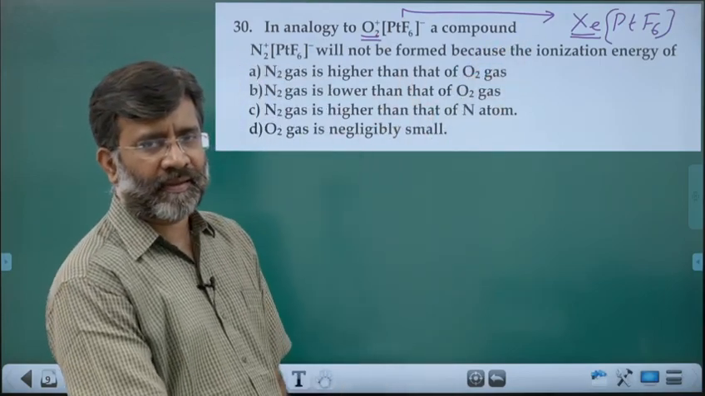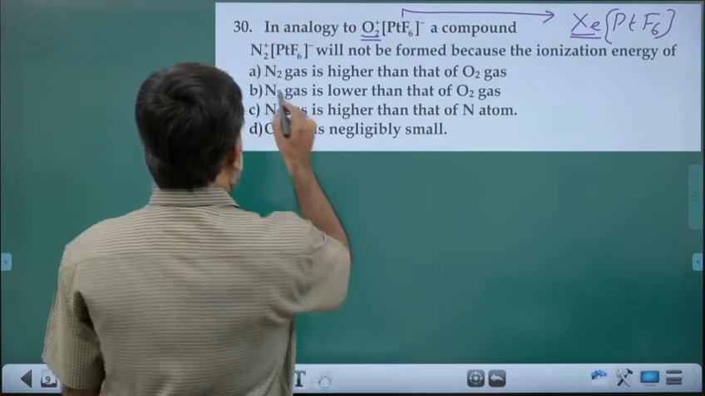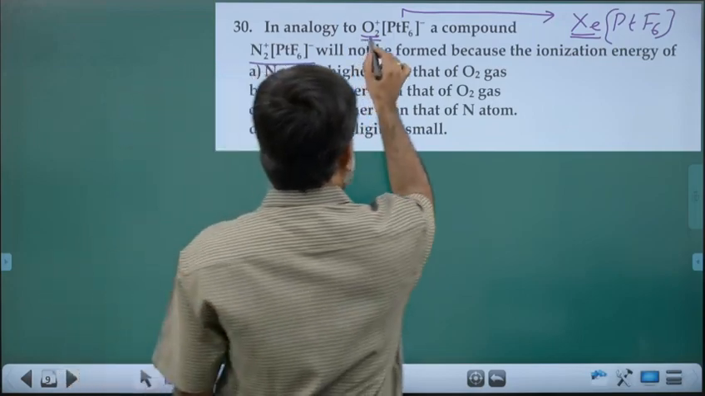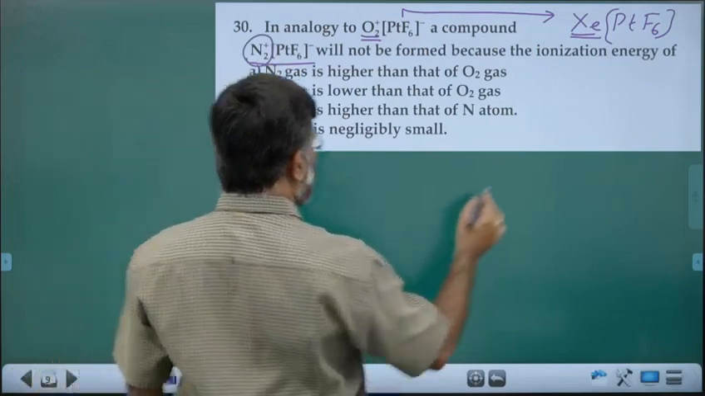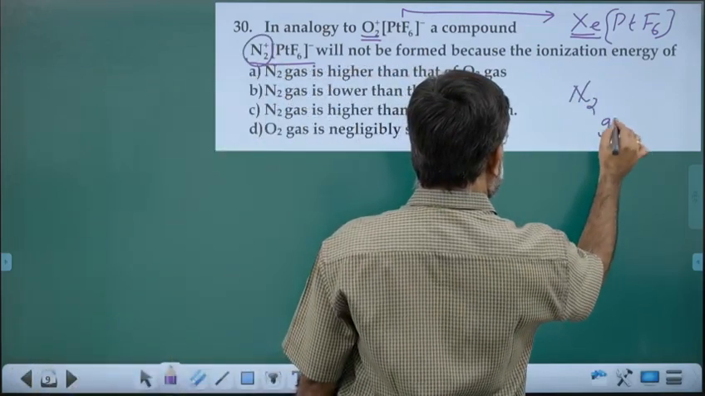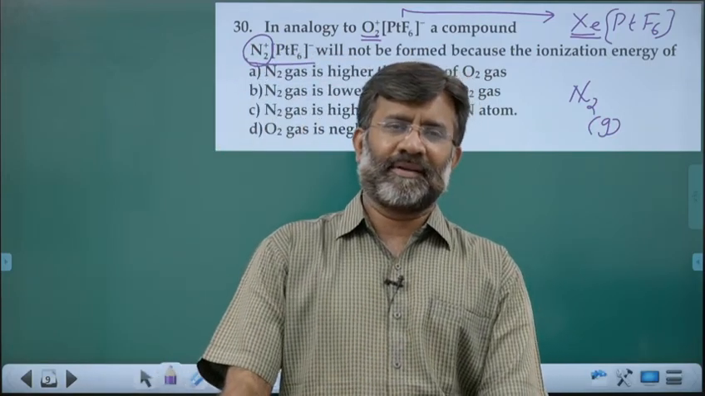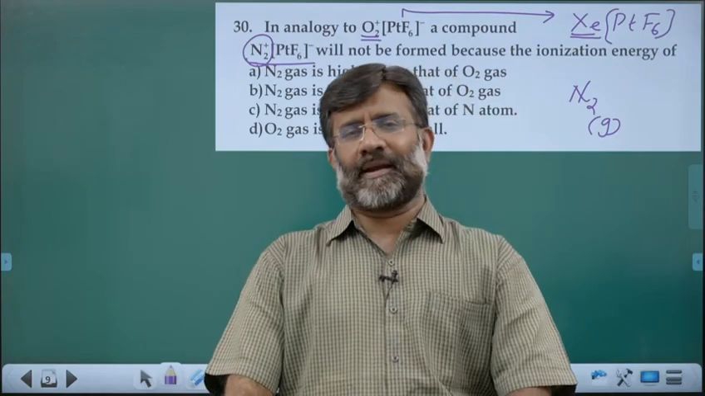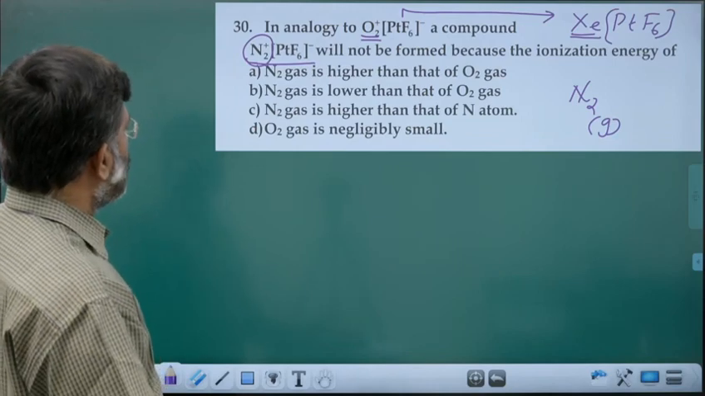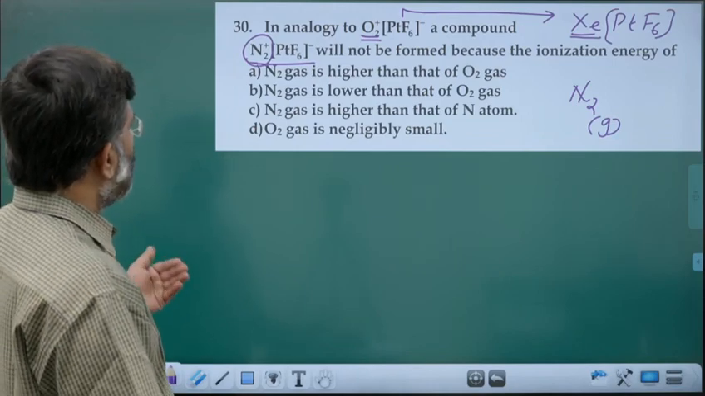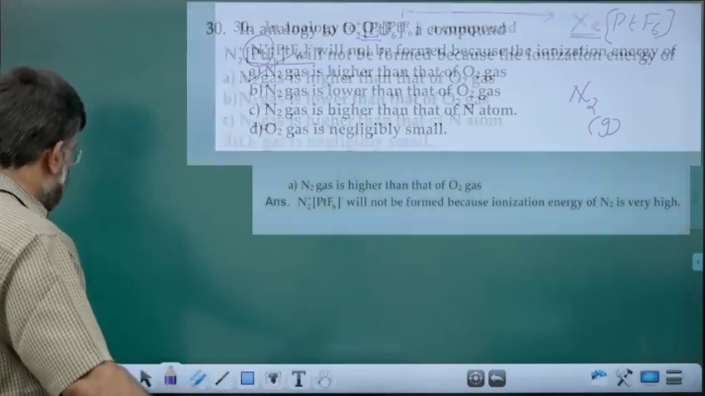Now the question is, why can't you prepare a similar molecule N2PtF6? See, this and this ionization enthalpy is nearer, while the ionization enthalpy of N2 gas is very high because it is a stable, inert molecule. So you can't have a comparison like that. N2PtF6 cannot be prepared because the ionization enthalpy of N2 gas is much higher than O2 gas. Option A is the correct answer.